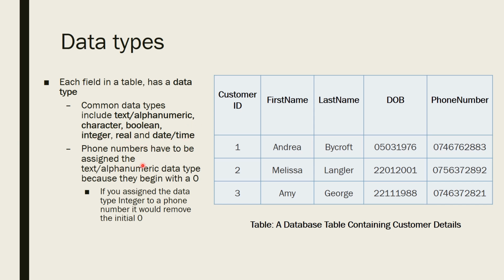Phone numbers have to be assigned the text or alphanumeric data type because they begin with a 0. If you assign the data type integer to a phone number, it would remove the initial 0. Phone numbers will always start with a 0, so you should always specify the data type of a phone number as text or alphanumeric.